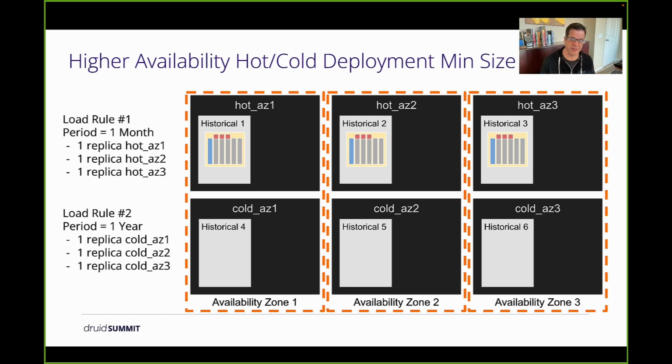If you want to configure this kind of availability with hot and cold tiers, then your minimum configuration is going to be with 6 historicals, right? Because you're going to have 1 historical in each of the 3 availability zones for each of the tiers, and you'd have 2 load rules. 1 load rule that applies, like in our example, 1 month, where it keeps 1 replica of the segment in the hot availability zones. It'll have 1 in each of the availability zones, and then a second load rule with 1 replica per availability zone in the cold tier. So we now have 6 tiers in this configuration.